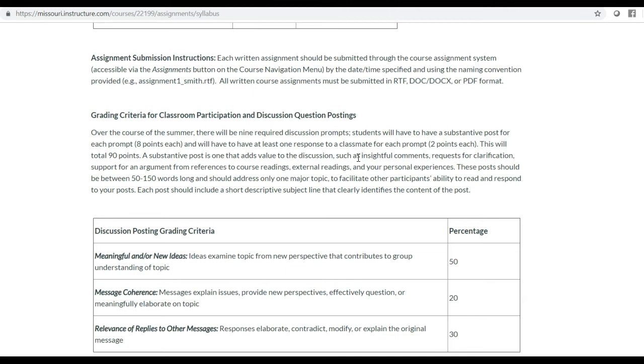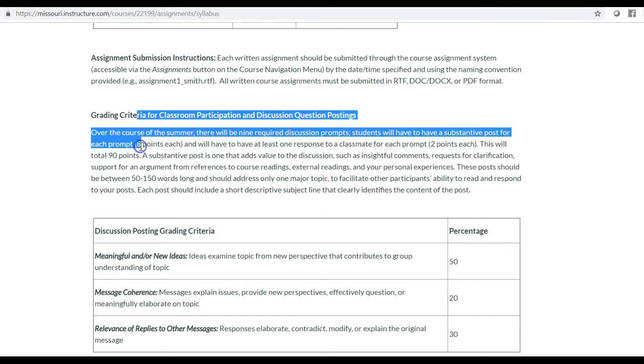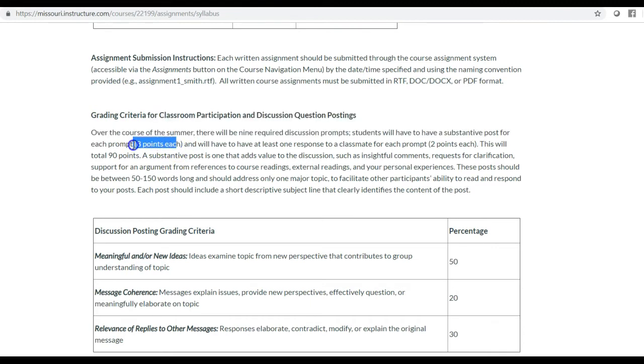Now you can respond to more than one classmate, and again, I want you all to communicate with each other, so please feel welcome. But in order to get your full 10 points for each discussion prompt, you have to have one original post and at least one response to a classmate for the total of 10 points per prompt. 9 prompts equals 90 points.